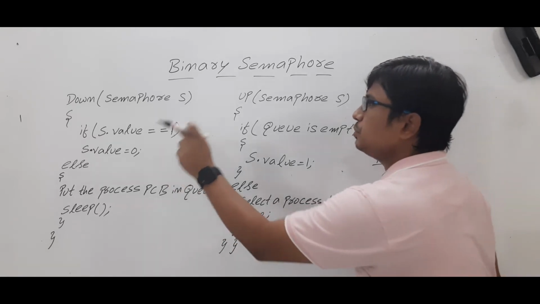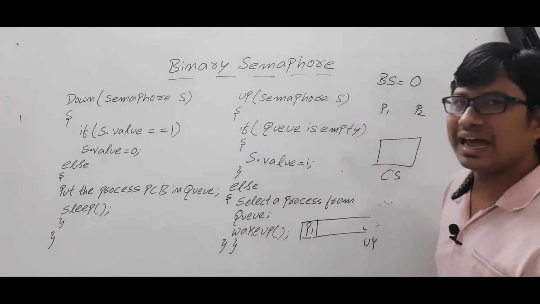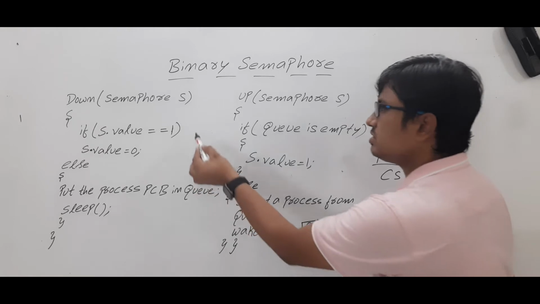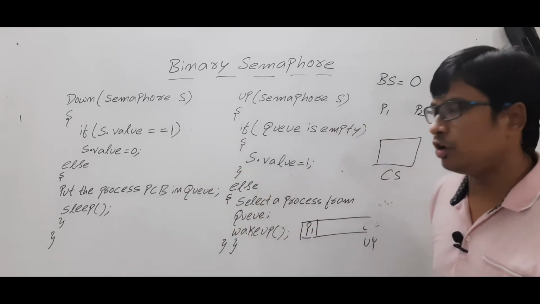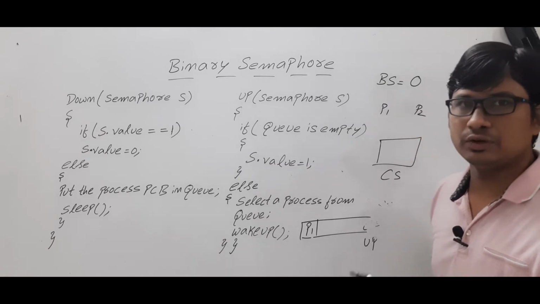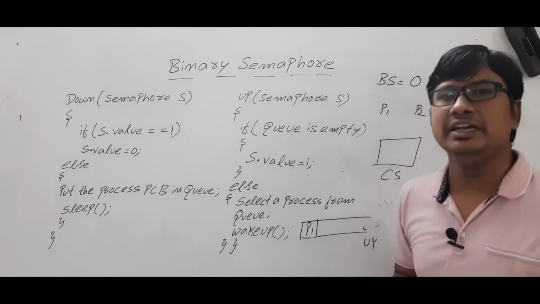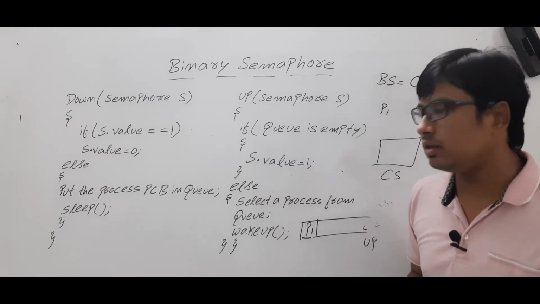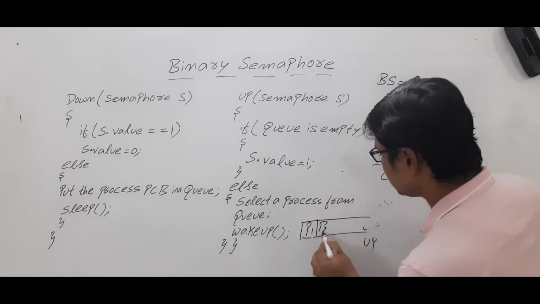Now, process P2 wants to enter into the critical section. Even process P2 has to perform the down operation. Now look here, the binary semaphore value is equal to 0. So this if condition is false. If this if condition is false, it will go to the else block. In the else block, what is there? Put the process PCB, process control block, which consists of attributes of a process such as process ID, process state, priority. All this information will be kept in a queue and the process will go to the sleep state.